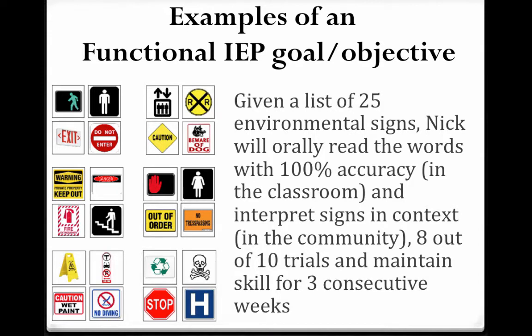And here's just a good example. See, now this is a good example of: given a list of 25 environmental signs, he will orally read the words with 100% accuracy. We would hope that he could actually do it with 100% accuracy outside of the school setting as well, because many of these things, if you don't read them correctly, you are in big trouble. So this would be a good example of where maybe close enough might not be good enough. So again, something to keep in mind as you're creating especially those objective statements.